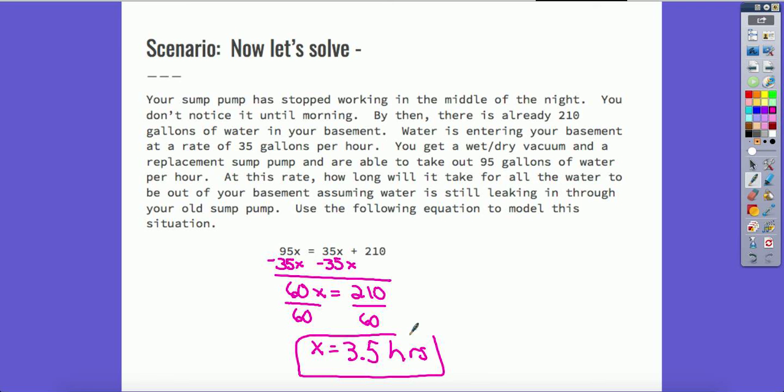hours. So in 3.5 hours of working on getting the water out of your basement, even though water is still leaking in, you're going to be able to keep up because you are draining more out than you are allowing in at the leak until you can get a plumber there to fix it. Okay, so here's just a scenario of how we might have variables on both sides, and we're going to be solving equations then that have variables on both sides.